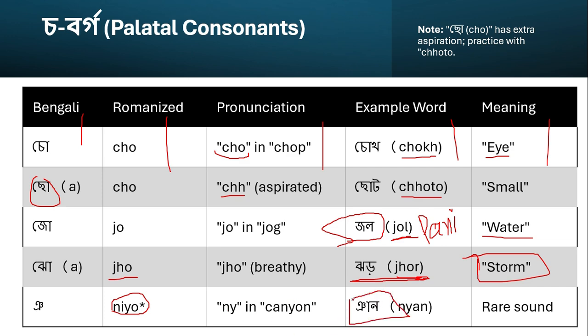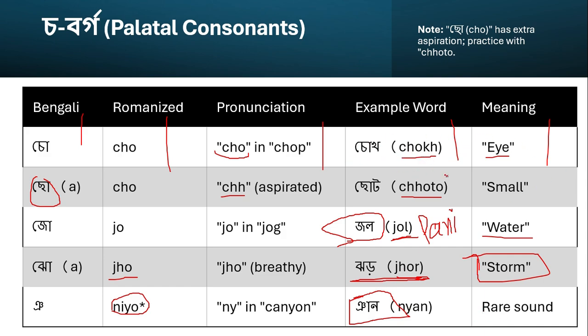Yan. Yan means rare sound. It is very rare. We use this sound very rarely in Bengali. We mostly don't use this sound, but it is a little bit rare. Yan. Yan means rare sound. So now we make a sentence with these words.